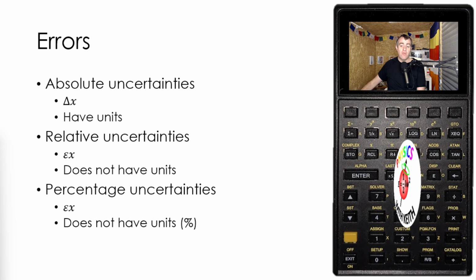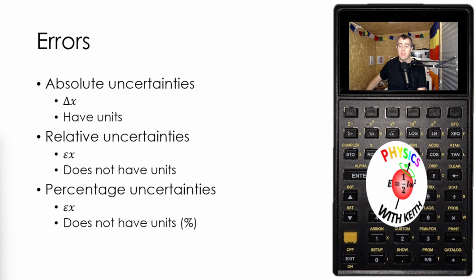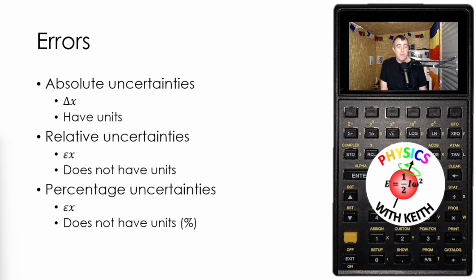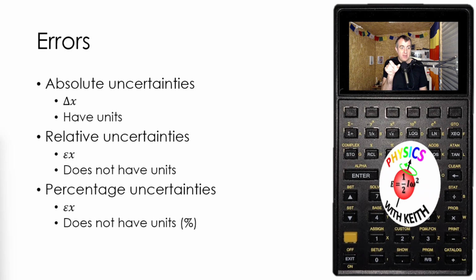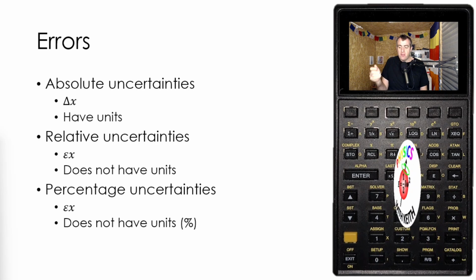Or we could present them as relative or percentage uncertainties. And I use the same symbols for these. That is a Greek letter epsilon. So for absolute uncertainties, we use a delta. For relative uncertainties or percentage uncertainties, we use an epsilon. And the only difference is relative uncertainty is presented as a unitless decimal, and percentage uncertainties are presented as a percentage, remembering that the percentage sign just means divided by 100. So if you multiply a relative uncertainty by 100%, you're multiplying it by 1, but it means that we can express it as a percentage.